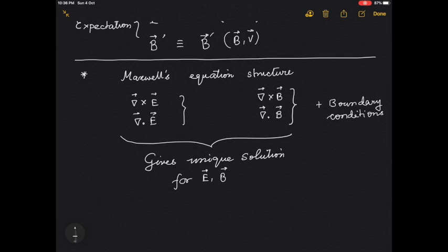These are four different equations. They're coupled in E and B. But I am given the curl of both E and B and the divergence of both E and B, with the boundary conditions. So that ensures that I have unique solutions for E and B. This goes by the name of Helmholtz's theorem. If you really want to know more about it, you can look at the book Introduction to Electrodynamics by David Griffiths. In the appendix, they have discussed Helmholtz's theorem.